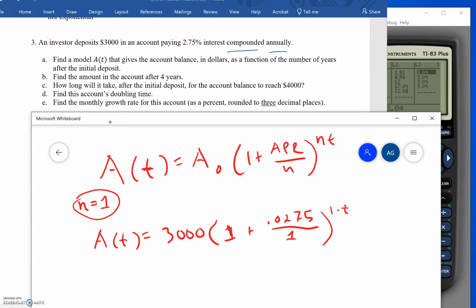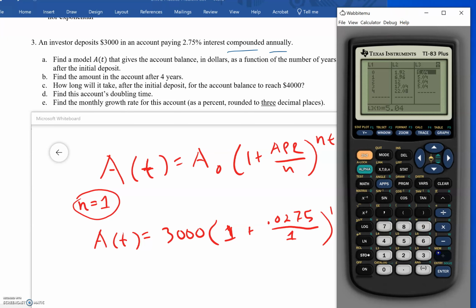Okay. All right, so I know I'm going to need to enter this in the calculator and do a bunch of stuff with it, so let's do so now.